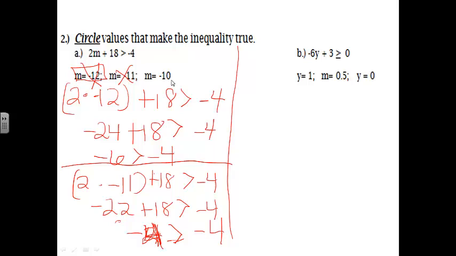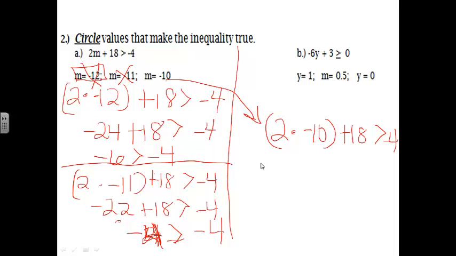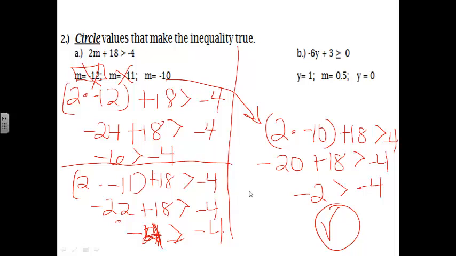Okay, let's do one more, and then I'm going to let you do the last one in class since we're going to be watching this video in class. So we have 2 times negative 10 plus 18 is greater than negative 4. All right, 2 times negative 10 is negative 20, plus 18 is greater than negative 4. Negative 20 plus 18 is negative 2. Negative 2 is greater than negative 4. Is that true? Yes, it is, because we're talking about negatives. So the only one that would work for this one would be negative 10.